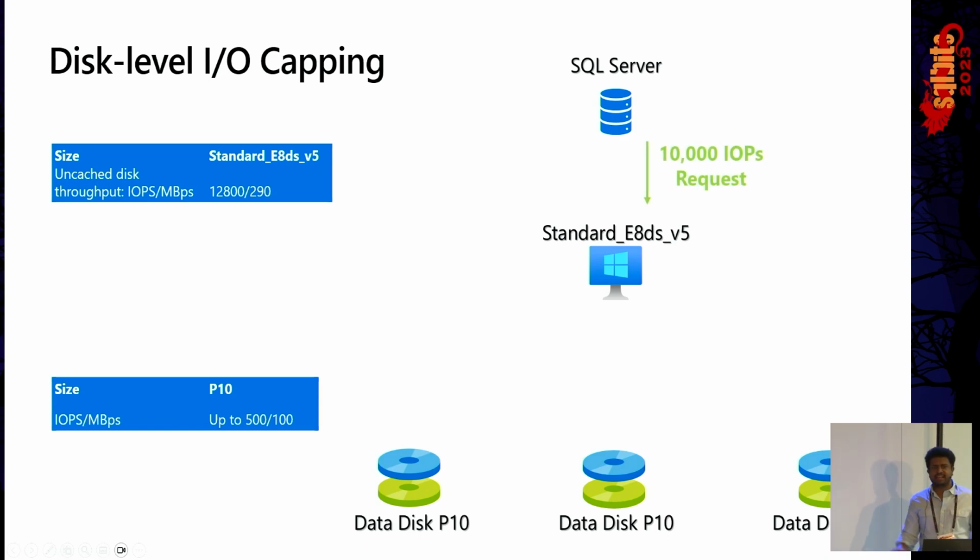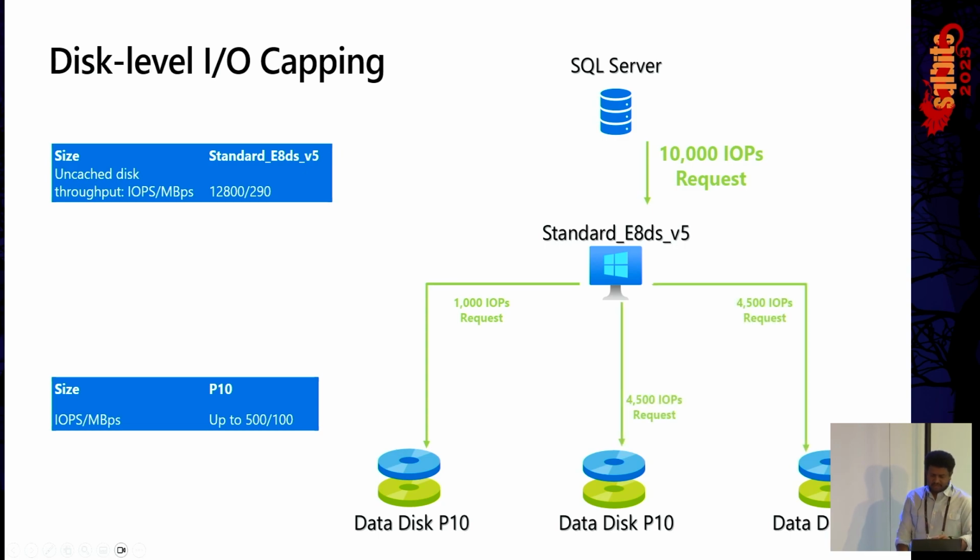Let's say you have a SQL Server, and you have 10,000 IOPS in this SQL Server. Now, you picked 3 disks, all 3 P10 disks. Essentially, what we expect is that 4,500 IOPS goes to disk 2, 4,500 IOPS goes to disk 3, and 1,000 IOPS goes to disk 1. This is what we expect.